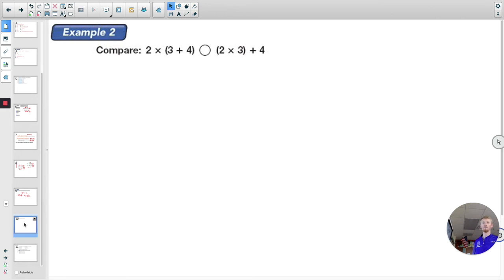All right, let's compare. So we have 2 times 3 plus 4, or 2 times the quantity of 3 plus 4. Let's start here. So parentheses, we start first. 3 plus 4 is 7. 2 times 7 gives us 14. Now this time we start with the multiplication first. 2 times 3 gives us 6. 6 plus 4 gives us 10. So this side has to be larger.